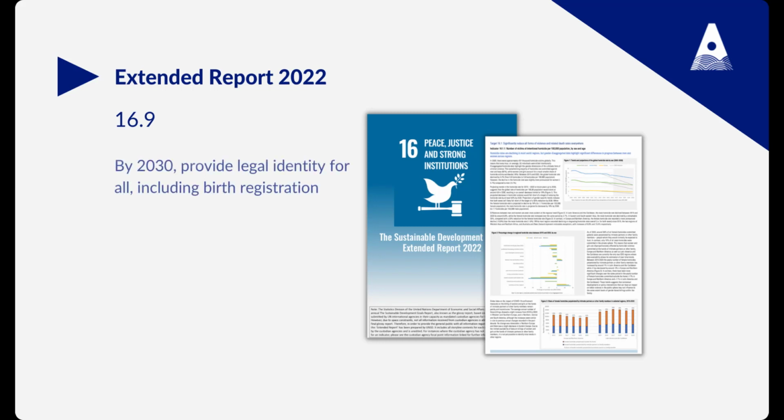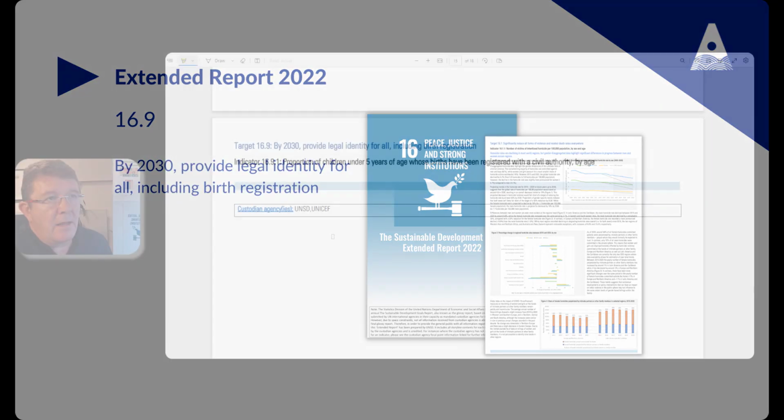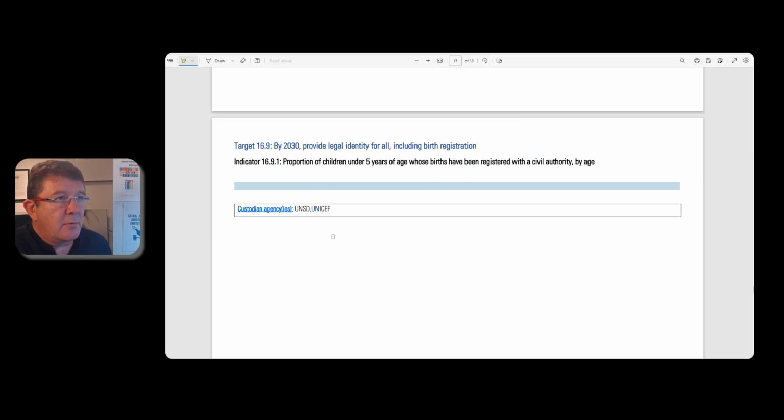16.9, by 2030 provide legal identity for all, including birth registration, and the main indicator there, proportion of children under 5 whose births have been registered with a civil authority by age. Again, fortunately, it's one of those targets and indicators that isn't particularly relevant to Ireland. We've had good recording systems for many years.